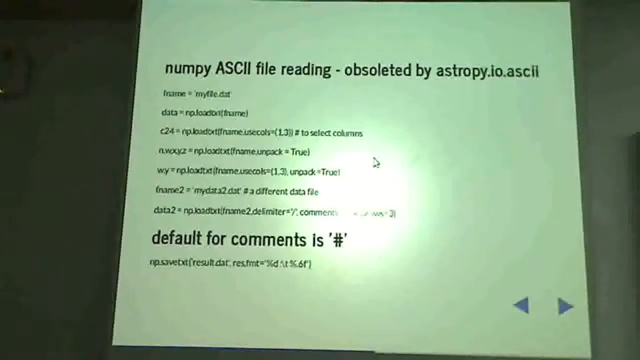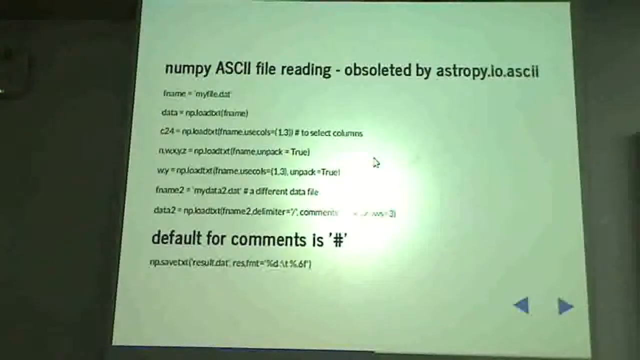Unpack equal to true: actually if there is a tuple, then that gets unpacked into multiple variables. Okay, that's the idea behind unpack. So you could have a tuple as an element of your file, right? If you want to unpack that or not. You can even do things like skip rows equal to 3. So if you have some header at the top which you want to skip in your data before you start, and so on. Default for comments is hash.